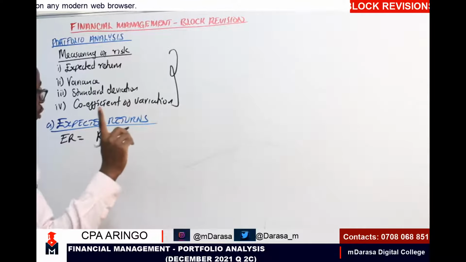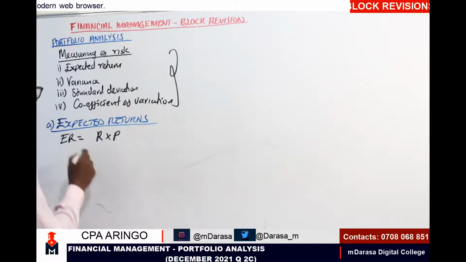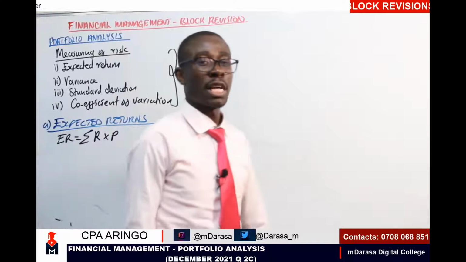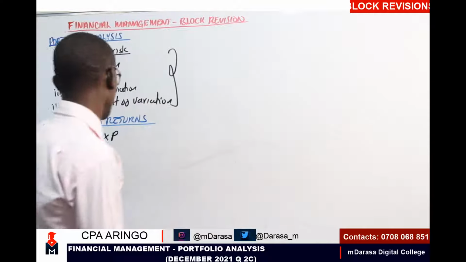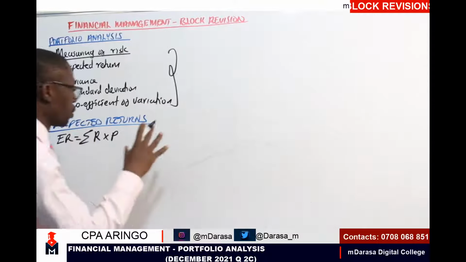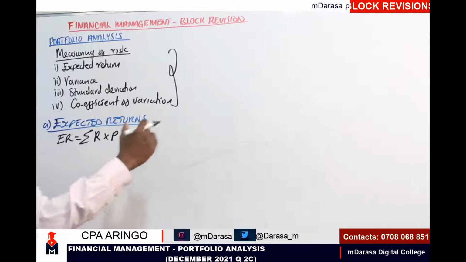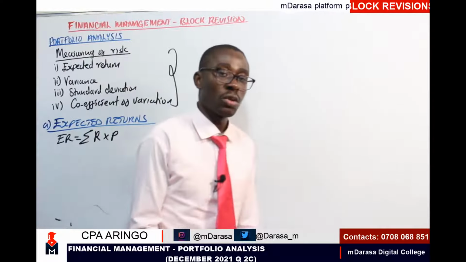Remember, you're not looking at one investment, you're looking at several investments. Therefore, you sum up. That will give your expected return. You take the return for each investment and multiply by the probability, and as we mentioned earlier, for a portfolio I'm looking at a collection of investments.